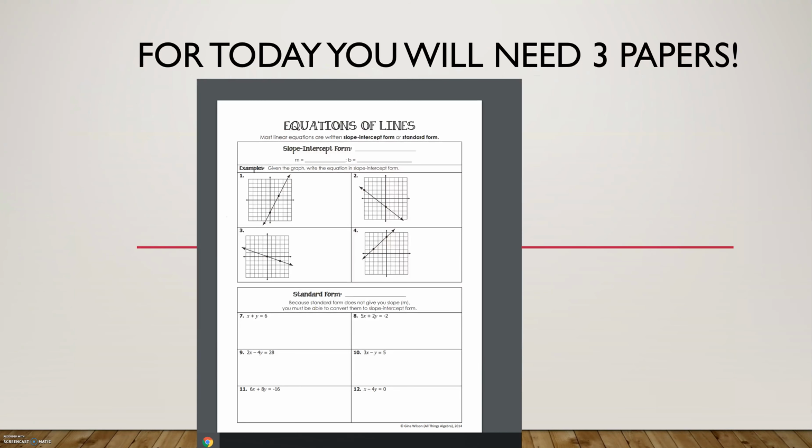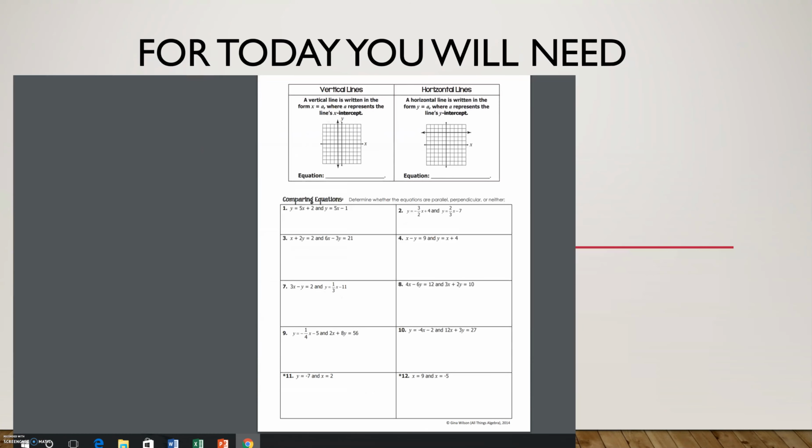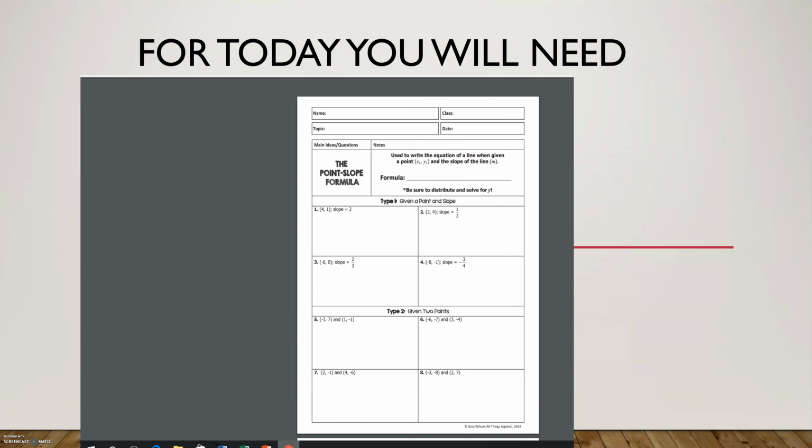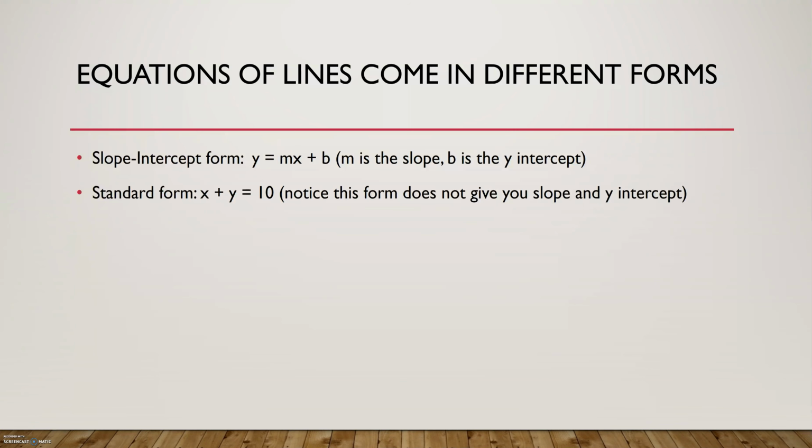So for today you will need 3 papers, and these are included in the packet. This is the first page, equations of lines, which continues on the second page, and the last page for today is the point slope formula sheet as well. So our objective today is to talk about equations of lines and the 2 different forms that they come in.